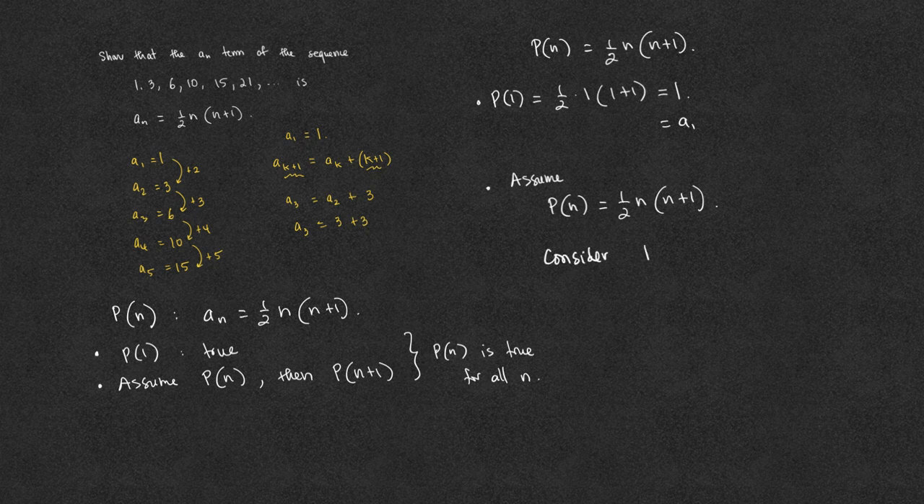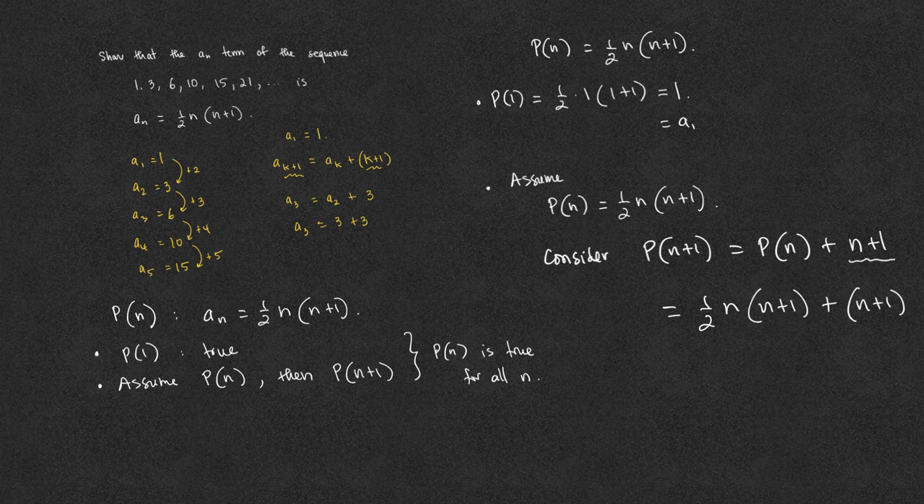Consider the statement p sub n plus 1. What does p sub n plus 1 say, and how does it relate to p sub n? P sub n plus 1 is p sub n plus n plus 1. This is how we get the next term. Once we have a sub n, to get to the next term, we simply add n plus 1 to it. P sub n is 1/2 n times n plus 1. This is what we assume to be true. Plus n plus 1. We simply bring down n plus 1 and substitute p sub n with the statement that we assume to be true.